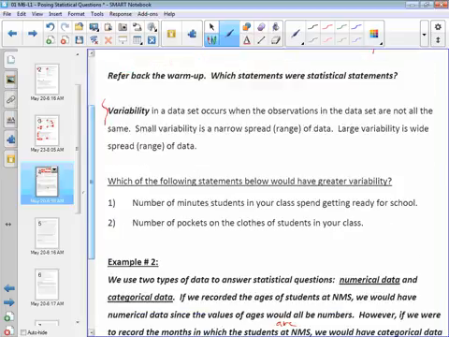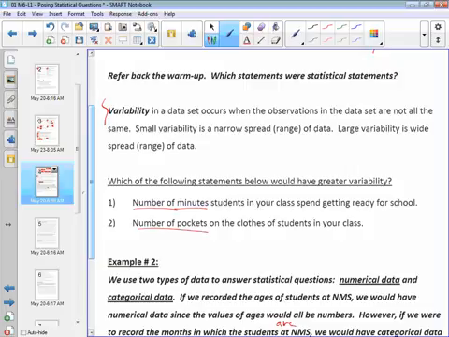Which of these statements would have greater variability? Number of minutes students in your class spend getting ready for school, or number of pockets on the clothes of students in your class. So think about the possibilities for 1. Think about the possibilities for 2. And wherever there's more possibilities, that's what we mean by greater variability. So what do you say, 1 or 2?